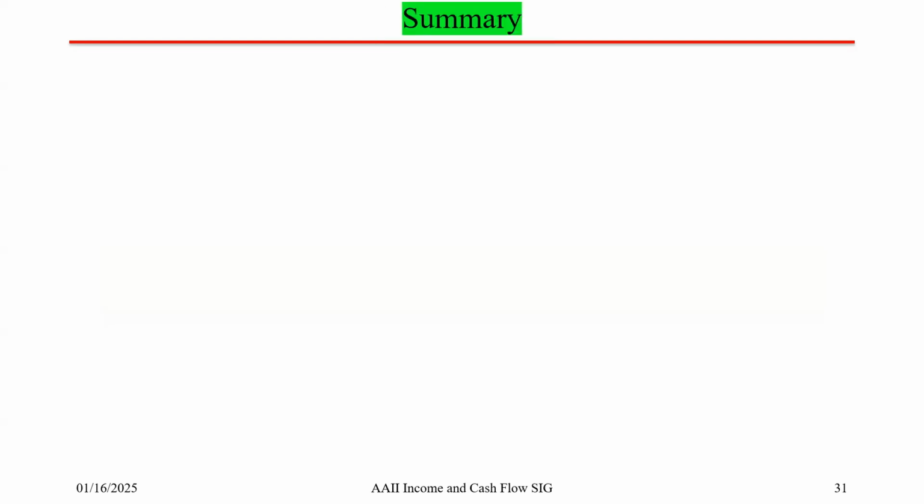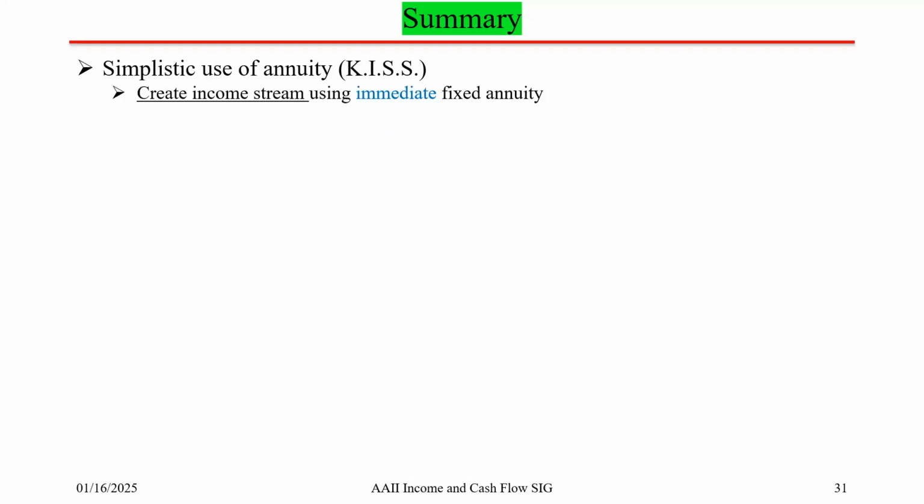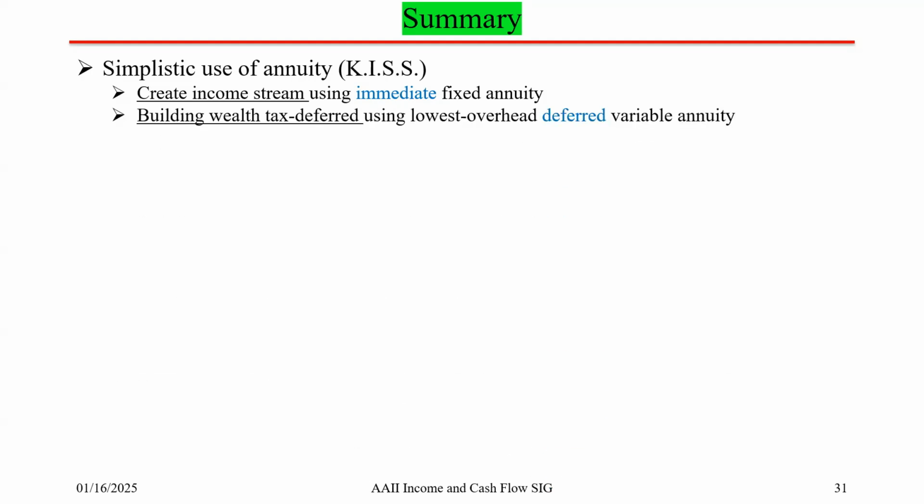Summary. This is my summary, my bottom line. Keep it simple and stupid. SPIA is great for getting immediate income, to create an income stream. And if you want to build wealth tax deferred, use low cost, low overhead. Low cost is the key: a deferred variable annuity.